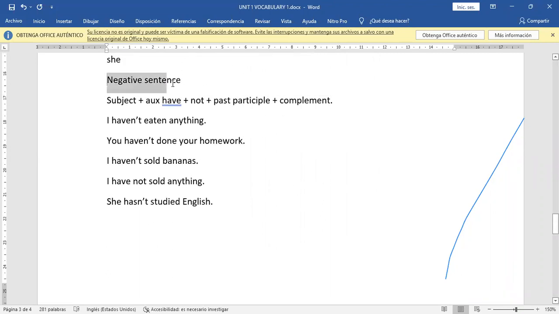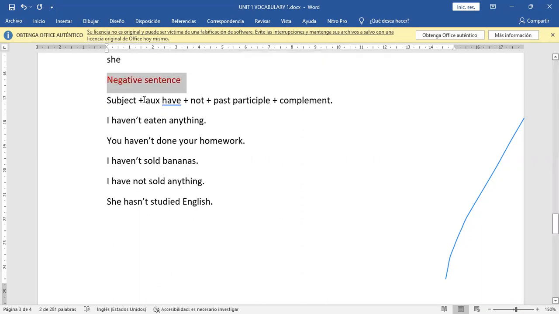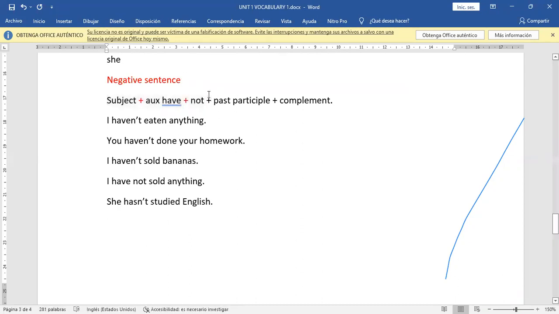We have a negative sentence. What do we need? Subject, auxiliary have, plus not, plus past participle. Don't forget it, okay? You need the past participle and a complement. Eaten, done, sold, studied. They are past participles. Not simple past, don't confuse.